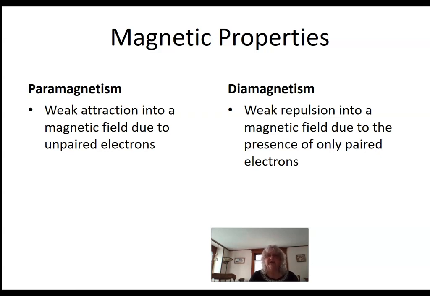Paramagnetism is a weak attraction into a magnetic field, and it occurs whenever an element has unpaired electrons. Diamagnetism is a weak repulsion, and that occurs when all of the electrons that are in the orbitals surrounding an atom are paired up.